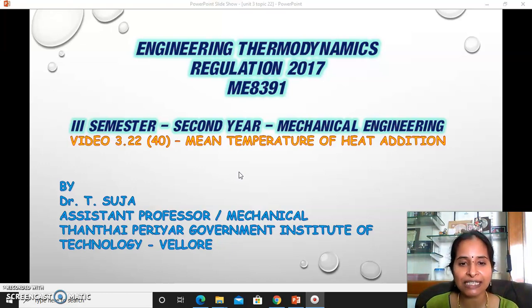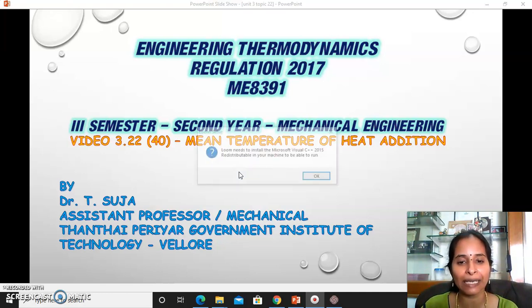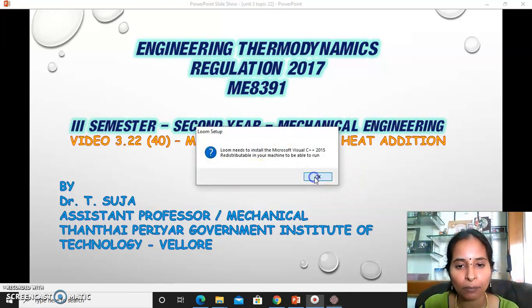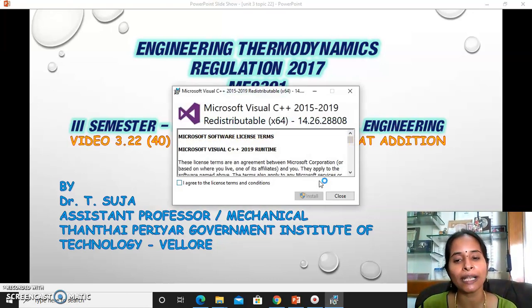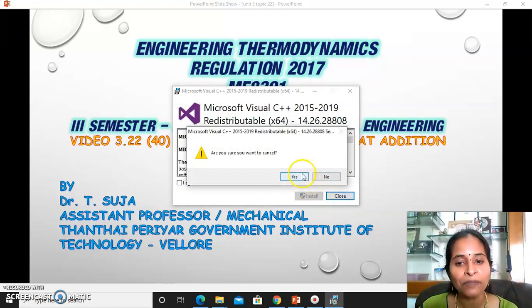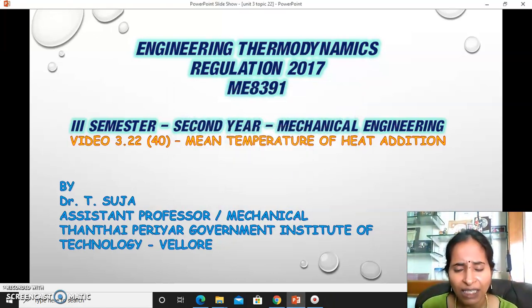Since the efficiency is 1 minus q2 by q1, the efficiency purely depends upon the temperature at which heat is supplied and the temperature at which heat is rejected. But in the Rankine cycle, unlike the Carnot cycle, heat is not supplied at constant temperature. So constant pressure heat addition and constant pressure heat rejection take place in a Rankine cycle.